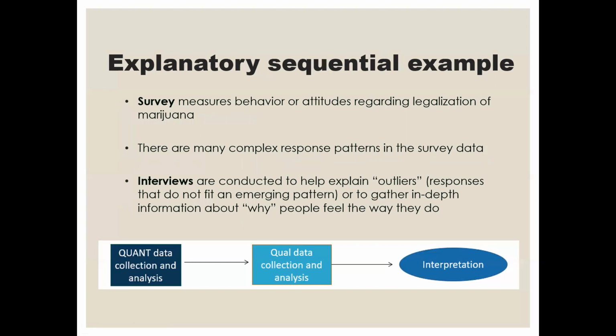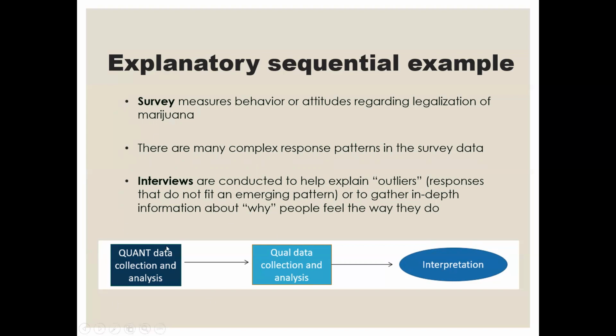Here's an example, like legalization of marijuana. A lot of the students are talking about this in class, since the recent changes in our state. But you want to know about attitudes toward legalization of marijuana. And there are a lot of complicated responses. People might agree with it but not want it within their community, or want it only for medical use. I mean, very complicated patterns. So you might get these outliers and things that don't make sense in your survey.